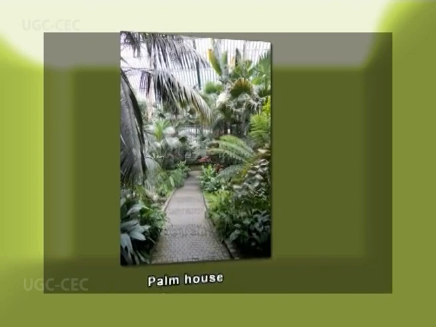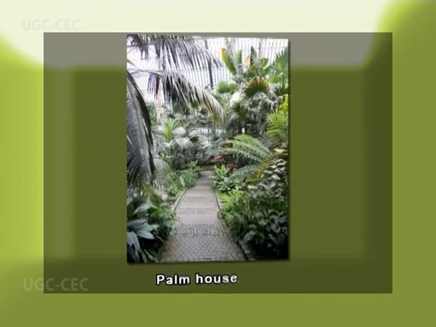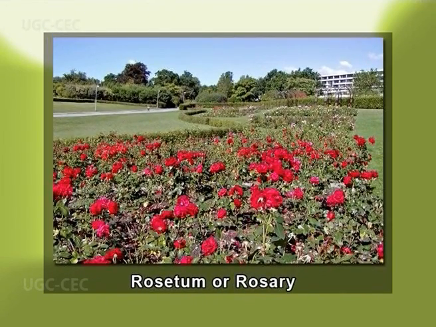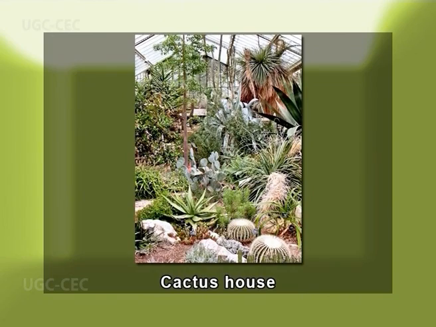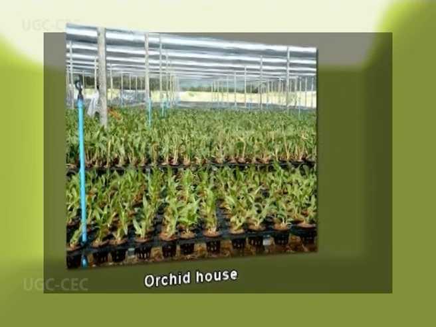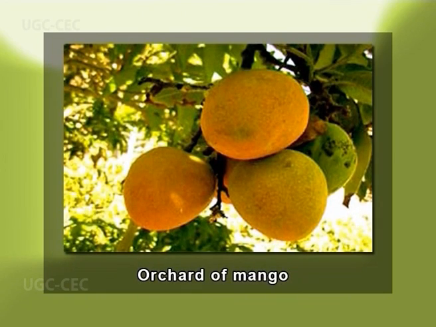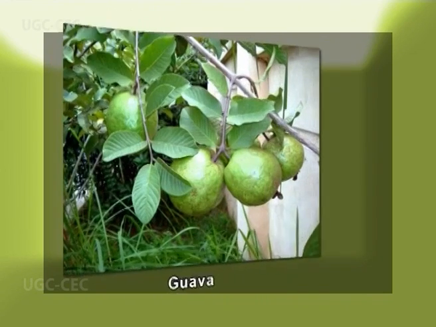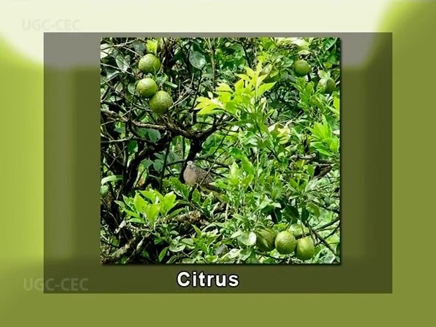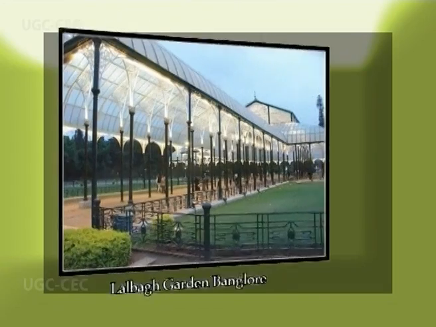The main garden covers an area of 30 kilometers and is famous for its palm house, fern house, rosarium, cactus house, orchid house, orchards of mango, guava, and medicinal plant sections.